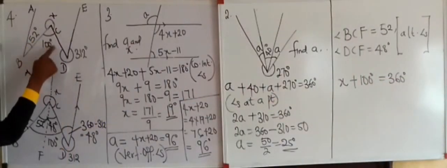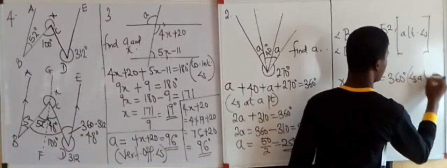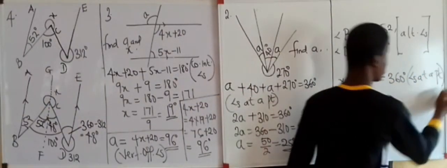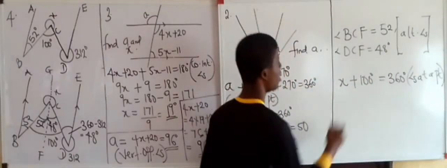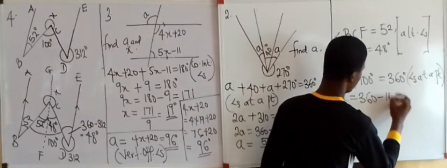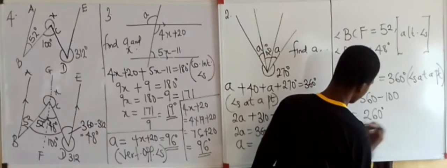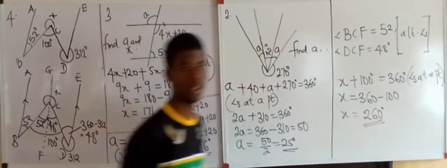So x plus 100 equal to 360 degrees. The reason is because of what? Angles at a point. So angles at a point equal to 360 degrees. Now, x is equal to what? 360 minus 100. And this will give me 260 degrees. x is now equal to 260 degrees.